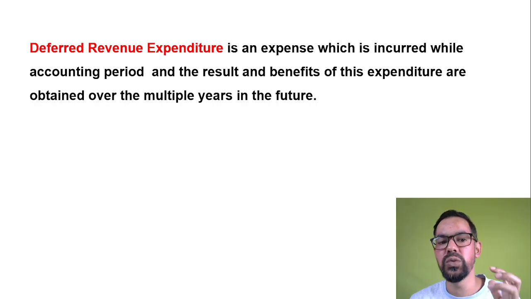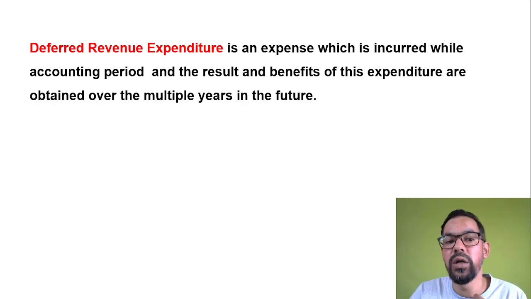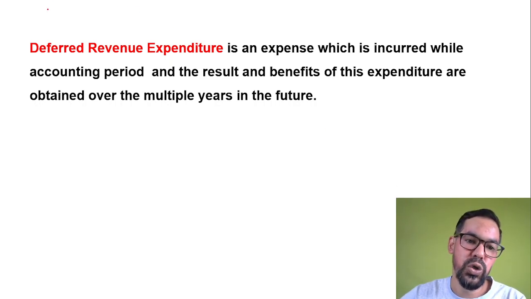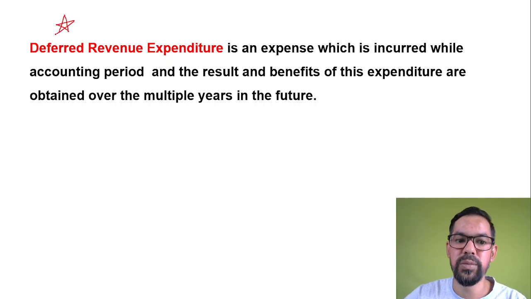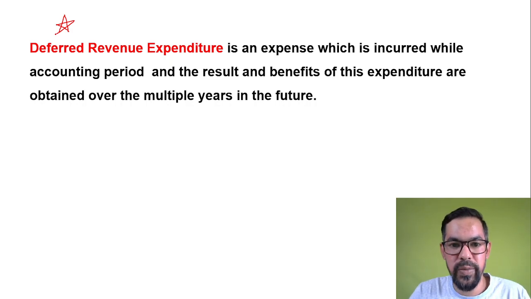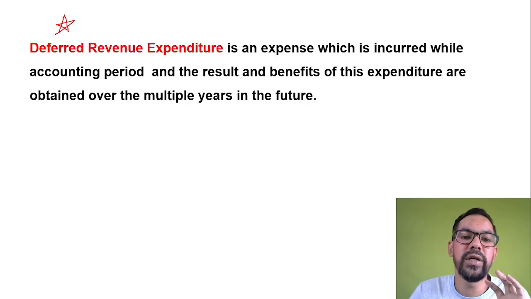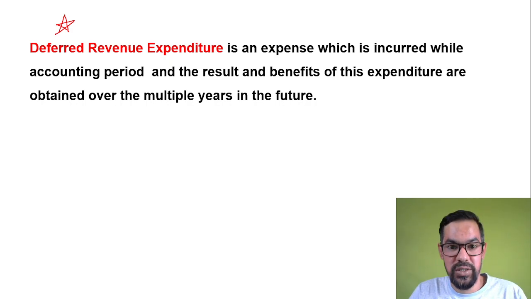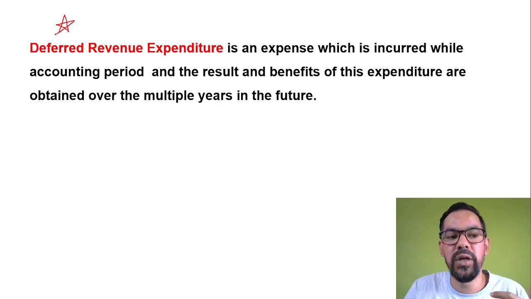Now there is another term which is called deferred revenue expenditure. This is a very important one. Many times examiners generally ask questions based on deferred expenditure or revenue expenditure. Deferred revenue expenditure is expenditure in an accounting period, but their benefit is for 2 to 3 years. I'll give you an example. It will give you more clarity.